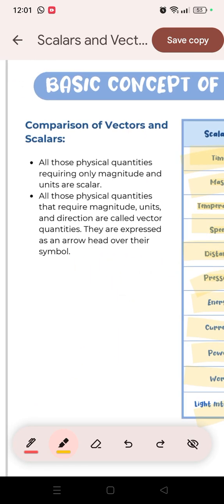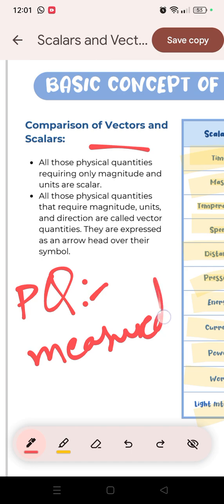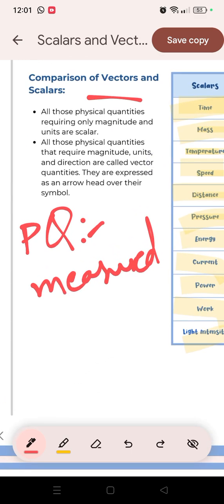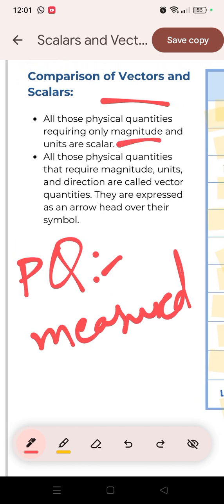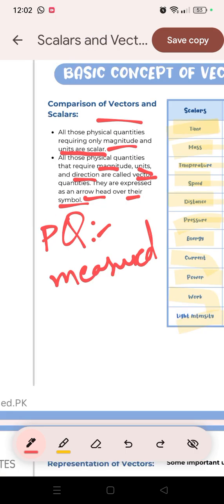So here it's also written a little comparison. All those physical quantities, of course, I'm sure you know are quantities which can be measured. Those which require magnitude and unit are scalars, as I just told you. And all those physical quantities that require magnitude, unit plus direction, that's called vector quantities, and they are expressed with an arrow head over their symbol. Okay, so I'm sure it's clear to you.